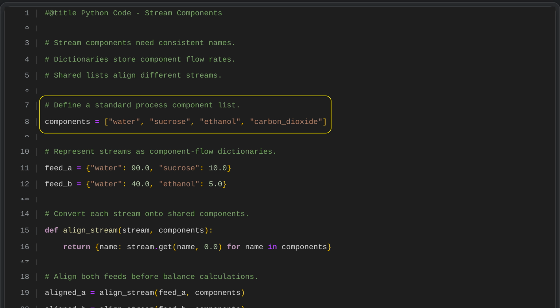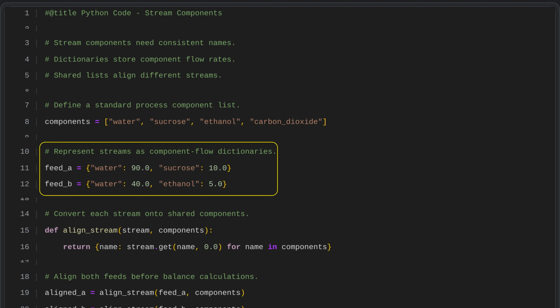We first define the standard process components: water, sucrose, ethanol, and carbon dioxide. These are the substances tracked in each stream, giving all streams a consistent set of component names. This shared reference supports accurate alignment, comparison, calculations, and analysis.